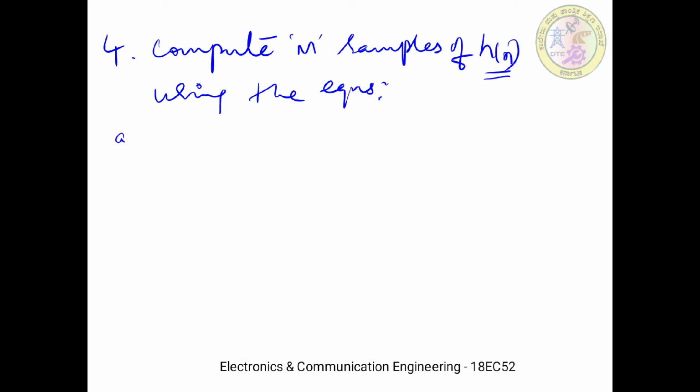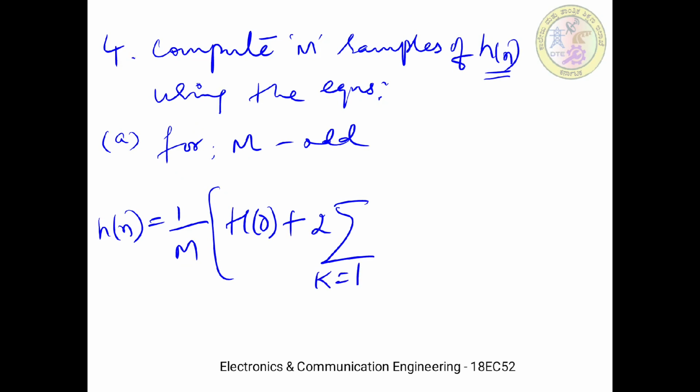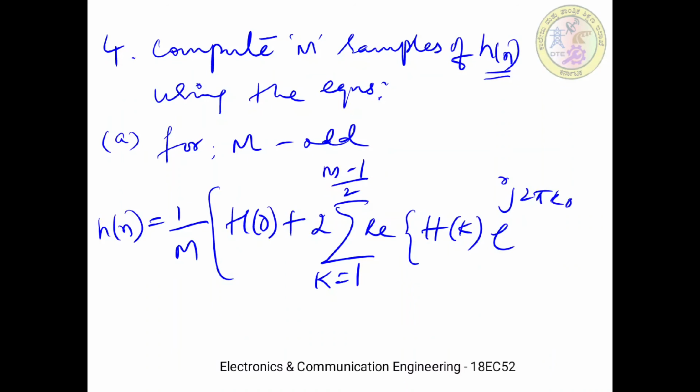In this method, when M is odd, if the length is odd, then h of n is computed using the formula: h of n equals 1 by M times H of 0 plus 2 into summation k equal to 1 to (M minus 1) by 2 of the real part of H of k into e power j 2 pi kn by M. So this will be our equation to compute h of n in case M is odd.